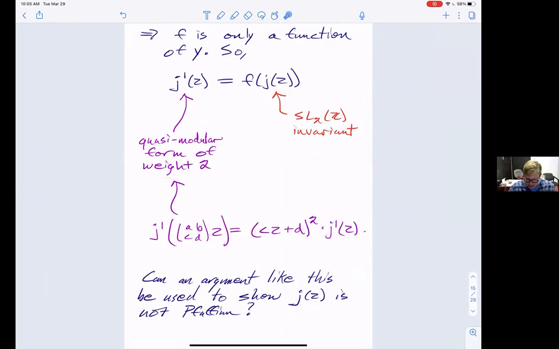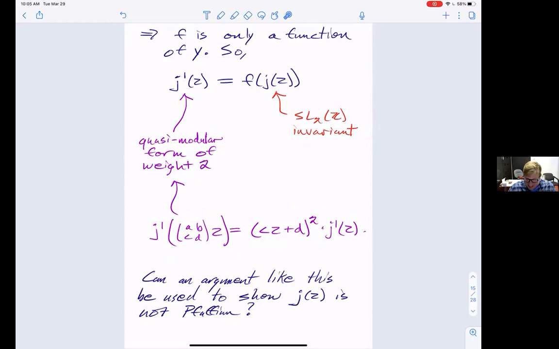And that just means that when you act by linear fractional transformation on the variable Z on the inside, it transforms in this way here, where this exponent is a 2, not a 0, as it would be for this function here. Okay, so it can't satisfy that differential equation.